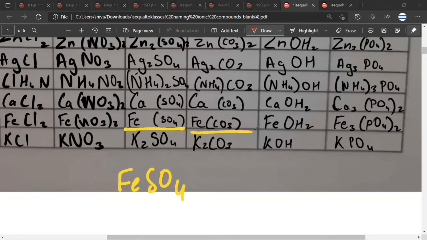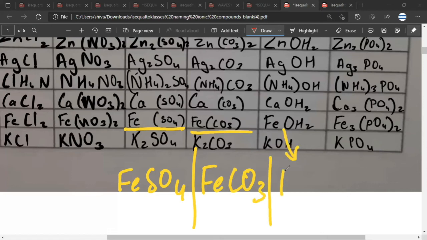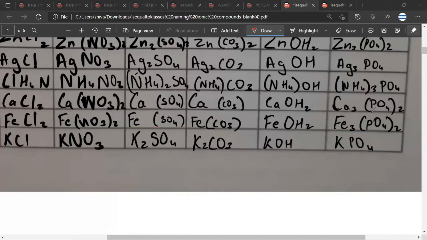Is this correct or incorrect? So there shouldn't be the brackets. Shabash. So this should be FeCO3. Is this correct or incorrect? So OH should be in brackets. Shabash. OH should be in brackets. Is this correct or incorrect? So it's correct. Absolutely correct. Great.